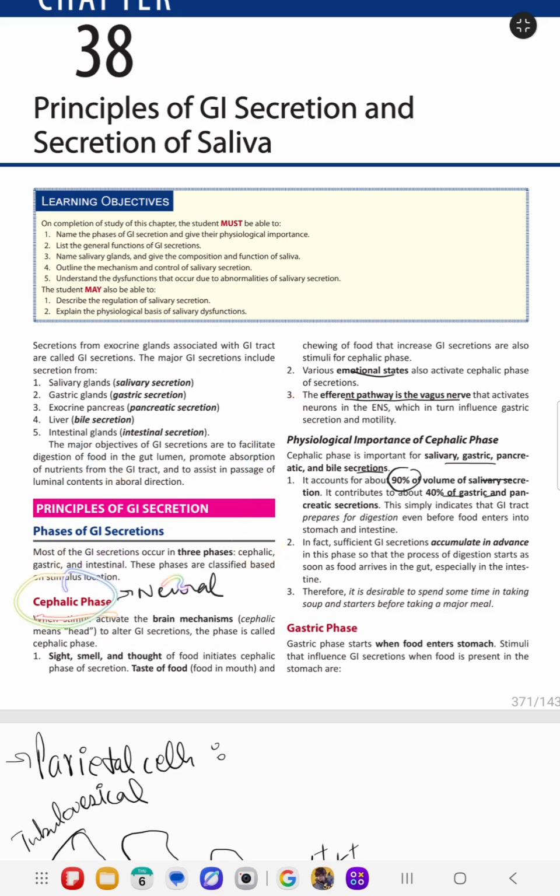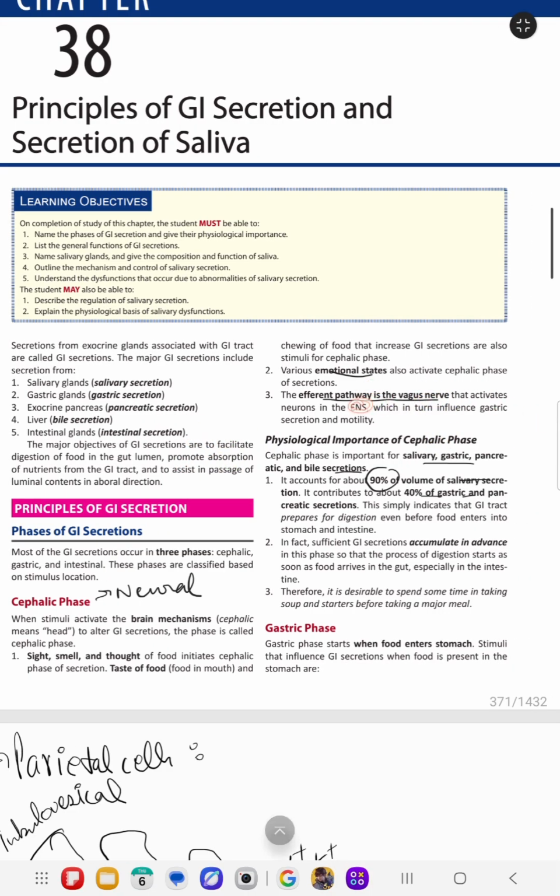Now, the cephalic phase is sensory, basically from the eyes and nose: sight, smell, thought, and emotional states. The efferent pathway is the vagus nerve, which activates the neurons of the ENS. Vagus nerve, you should remember that. You can be asked about it.